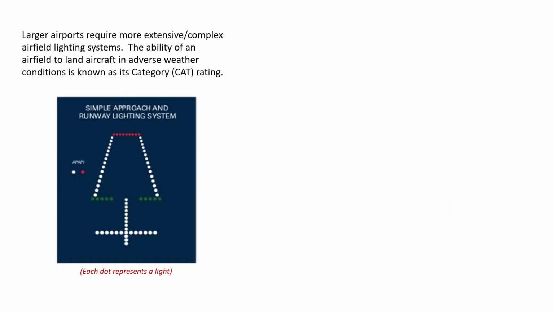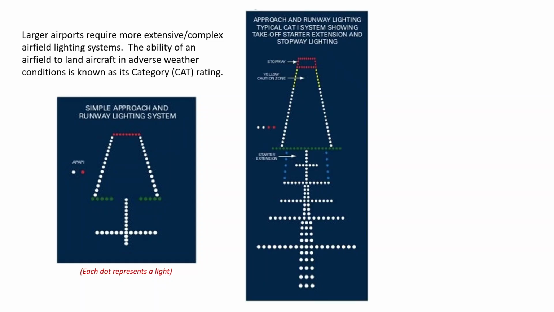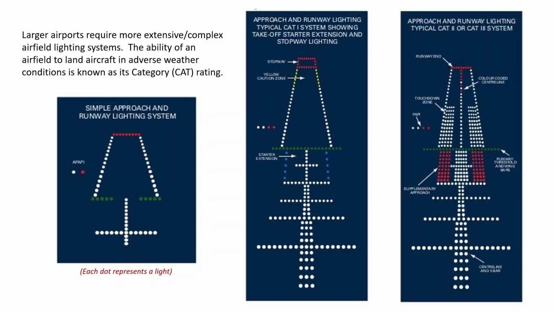Larger airports require more extensive and complex airfield lighting systems. The ability of an airfield to land aircraft in adverse weather conditions is known as its CAT, or category rating. We can see in the below illustration a very simple approach and runway lighting system. As the CAT rating gets higher, we'll start to notice that there are more requirements with more lights and more approach lights even before the runway starts. All of these are to ensure that aircraft are able to land when the weather conditions are poor and if their instruments on board were to fail.